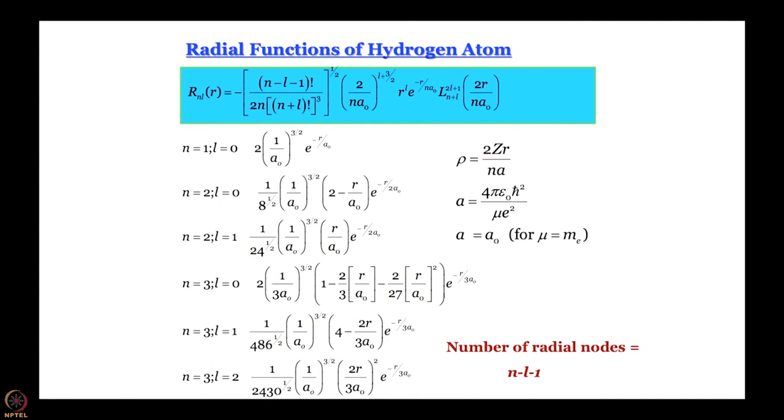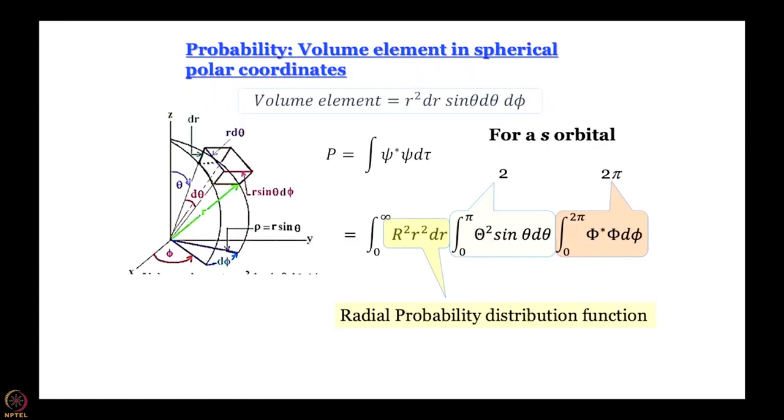We have already talked about these radial functions. I will not repeat them once again. The number of radial nodes, as we know, is n minus l minus 1. And a very important concept that we have discussed is that of radial probability density. We have said that it is important to consider the volume element written in spherical polar coordinates if you want to talk about probability distribution.